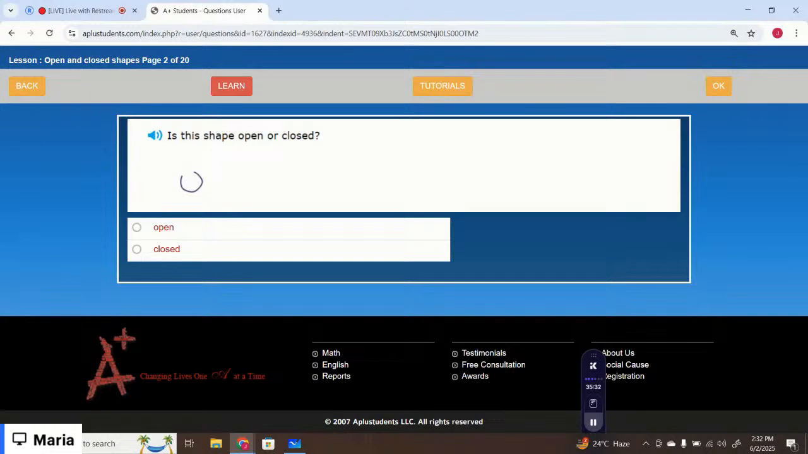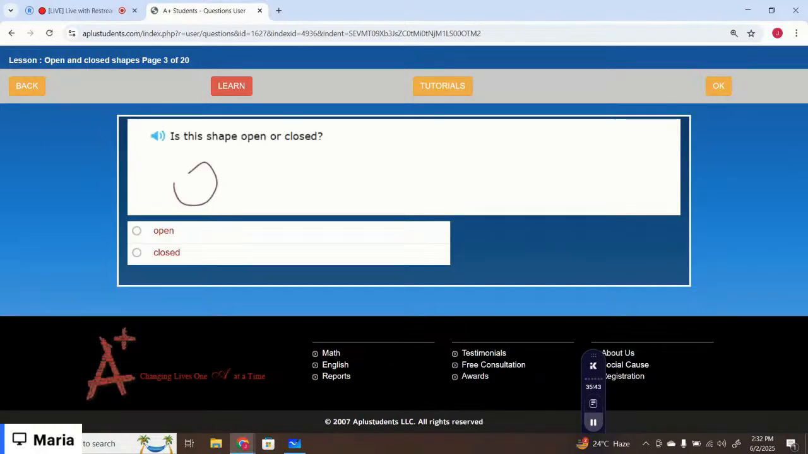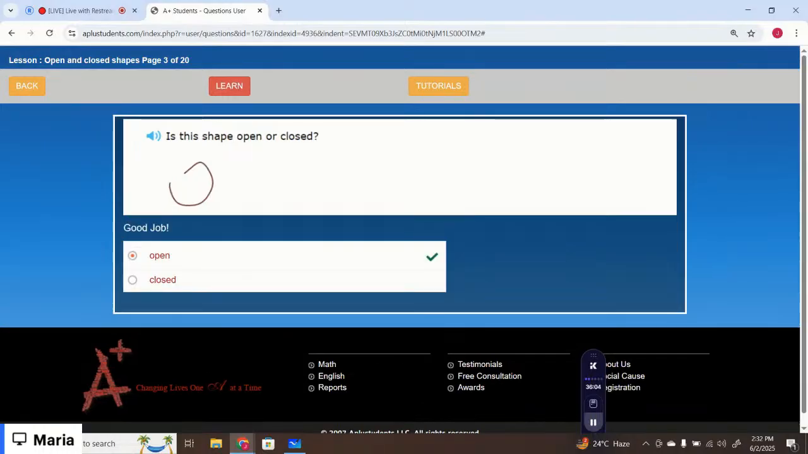Is this shape open or closed? Open-ended, option number one is the correct option. Is this shape open or closed? Open-ended, option number one is the correct option. That is an open shape.